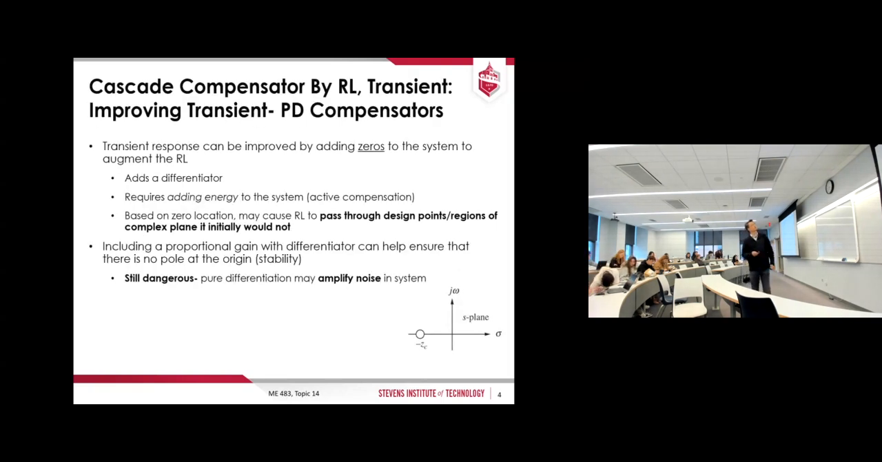Okay, so let's look at the PD compensator again. We were doing PI last time. What was the PI doing? Eliminating the steady state error. What was the lag compensator doing? To improve the steady state error response. Unlike the PI system, the PD system deals with the transient response. You want to improve your transient response.